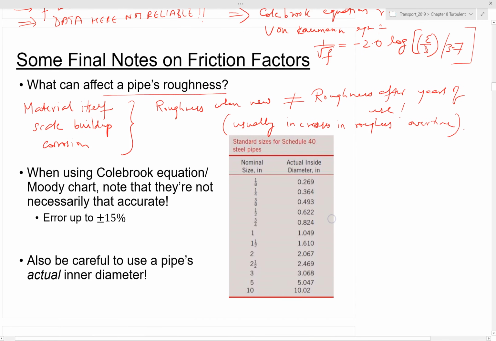When using the Colebrook equation or Moody chart, note that they are not necessarily accurate. Errors can be as high as 15%. It's very important. And the D that you use in the epsilon naught over D expression is the actual inner diameter of the pipe. Okay, so that is very important.